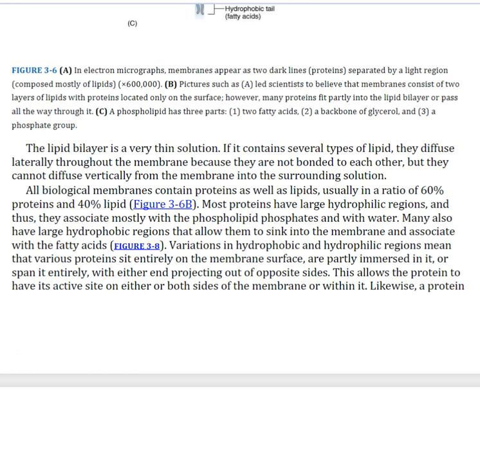Any break or tear in a bilayer membrane exposes hydrophobic fatty acids to water, and thus, membranes always reseal themselves after a rupture. Figure 3.6 In electron micrographs, membranes appear as two dark lines separated by a light region.